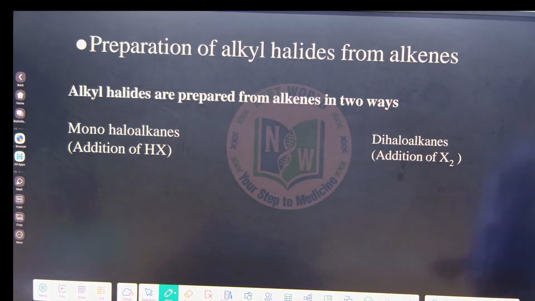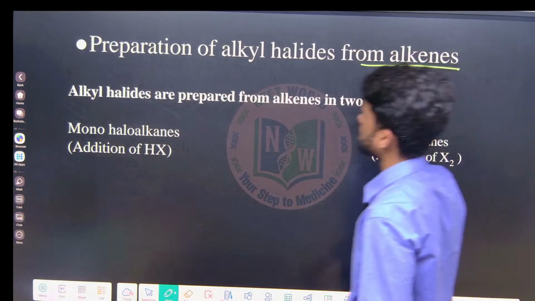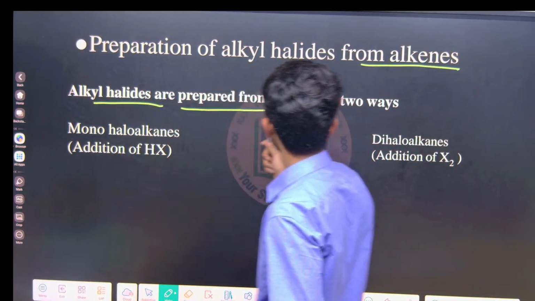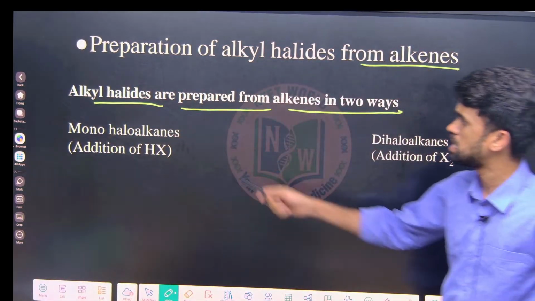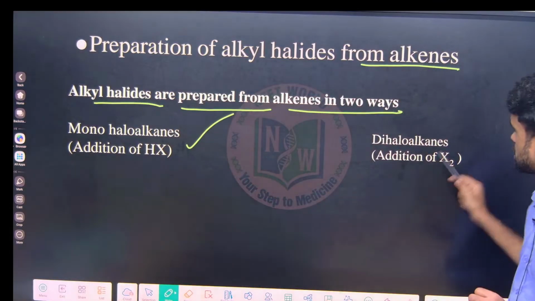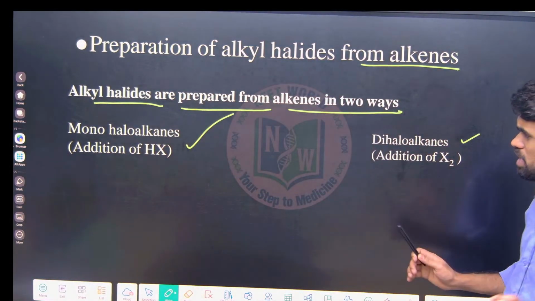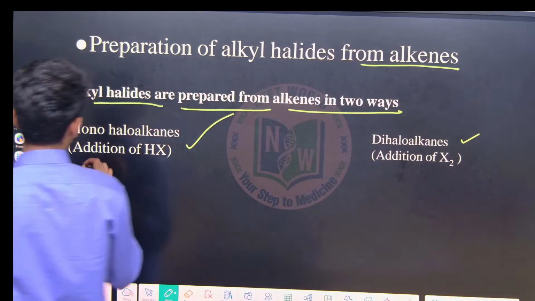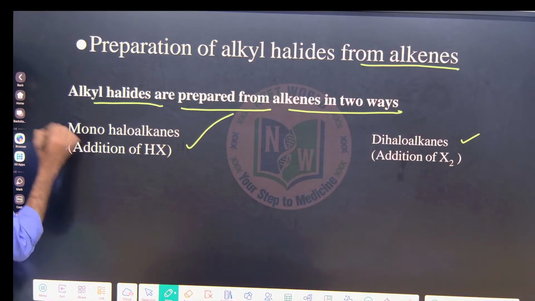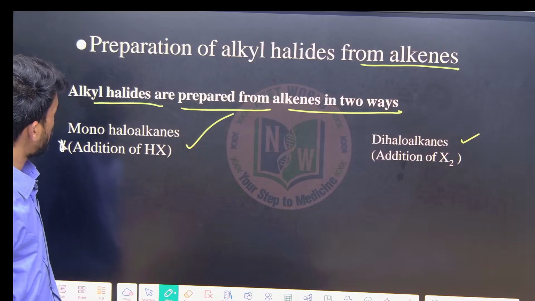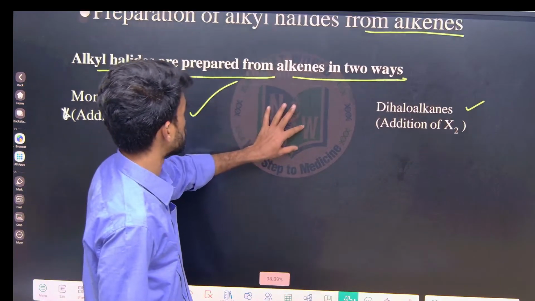Next, preparation of alkyl halides from alkenes. Alkyl halides are prepared from alkenes in two ways: monohaloalkanes and dihaloalkanes. Very, very important, especially this one. Addition of HX to alkenes gives monohaloalkanes. See, it's a preparation that is easy.